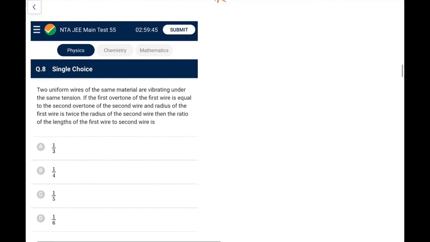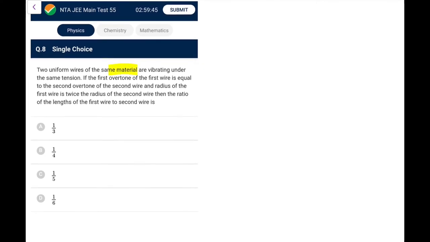Now move ahead to question number 8. Two uniform wires of the same material are vibrating under the same tension. If the first overtone of the first is equal to the second overtone of the second, and the radius of the first is twice the radius of the second, then find the ratio of the length of the first wire to the second wire. Okay, there are many things which are written. So the material is the same, only this thing is clear.